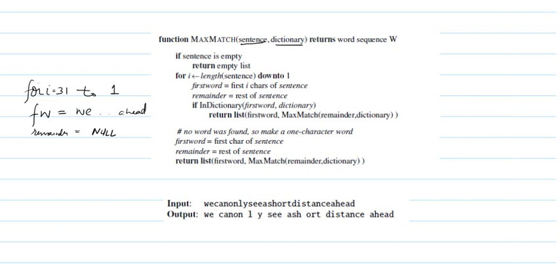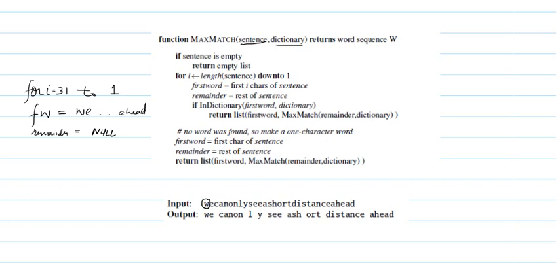So at the end, if no word was found, make a one character word. The first word is equal to the first character of the sentence, and the remainder is equal to the remainder of the sentence. That means that nothing was found. In that case, make a one character word. I am assuming this only as a one character word.